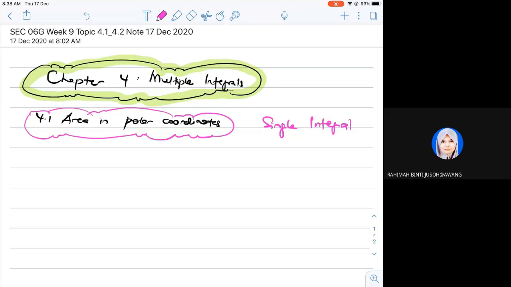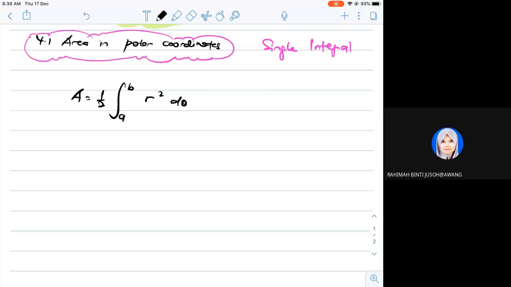The formula of area in polar coordinates is equal to 1/2 integration from A until B of r squared d theta. Theta is the angle starting from A until B, which means that this is the limit. Now let's take a look at exercise 4.1.